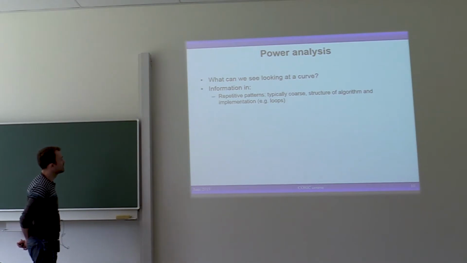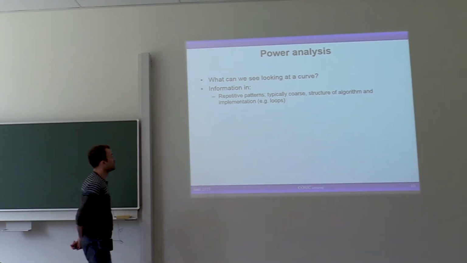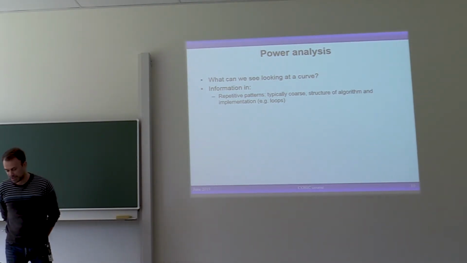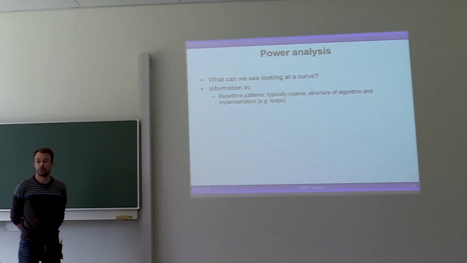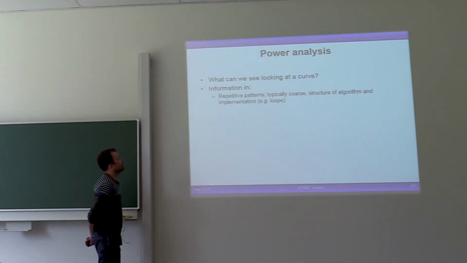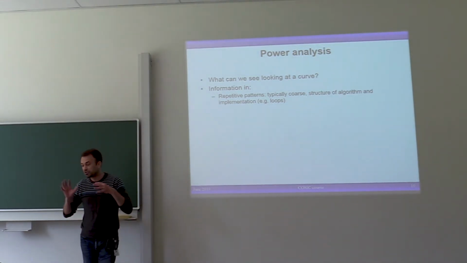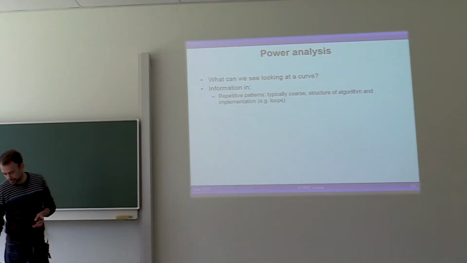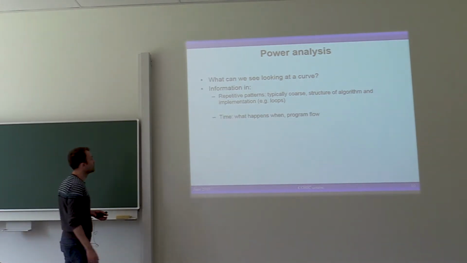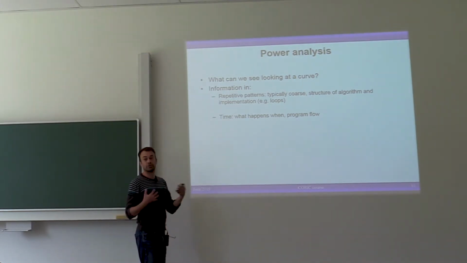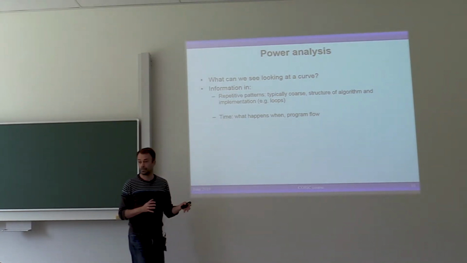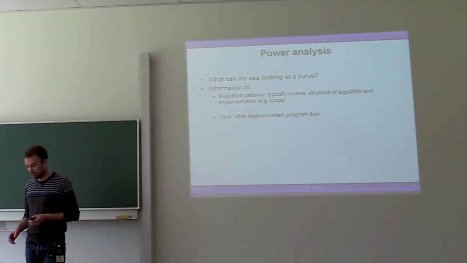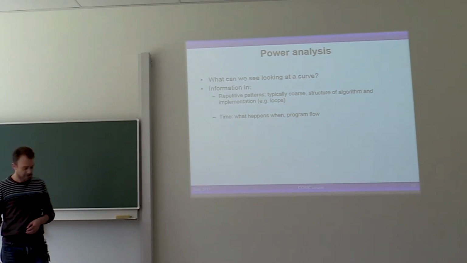But let's look at the more interesting stuff. Now when we have the measurement, what can we actually do with it? What we typically see is that we see information, for example, in repetitive patterns. These are usually coarse structures of an algorithm or of an implementation, for example, loops. We will see information in the time domain. So what happens when? Now, as I said with the multiplier, simply observing time can give us lots of information. What happens when, program flow, and so on.